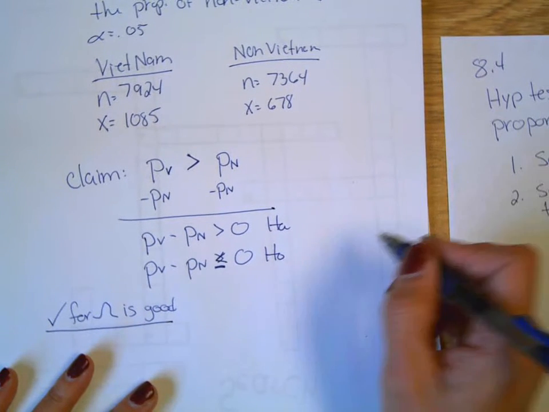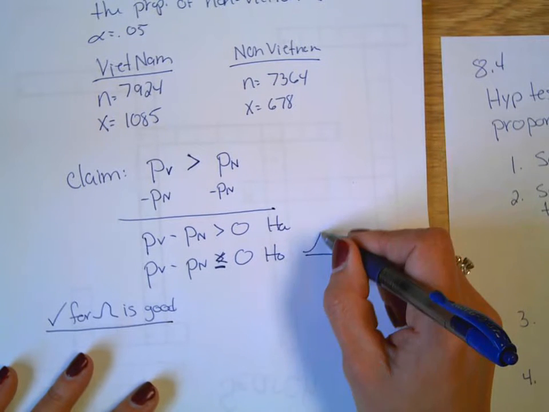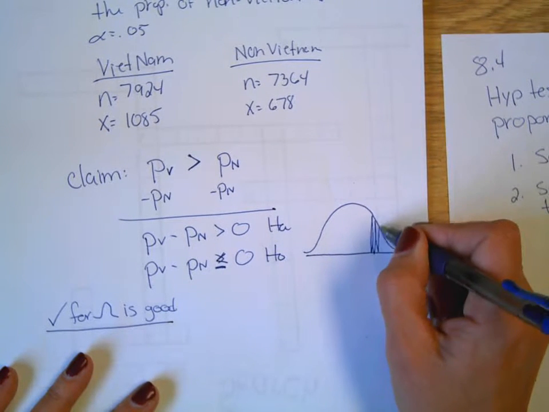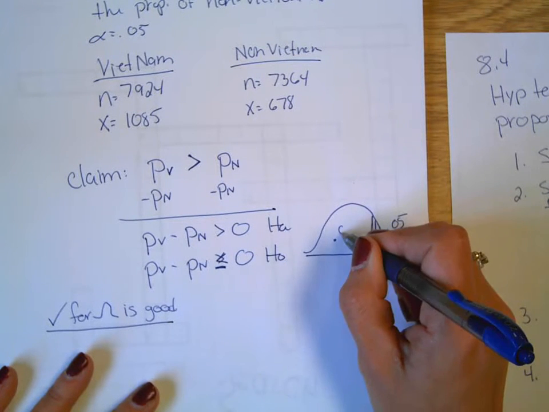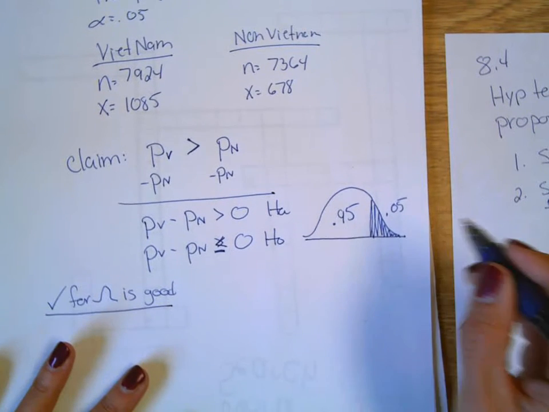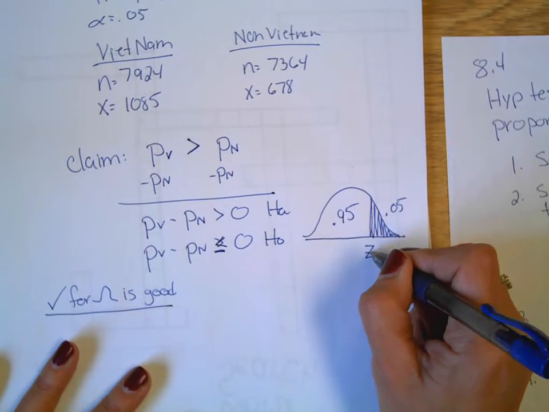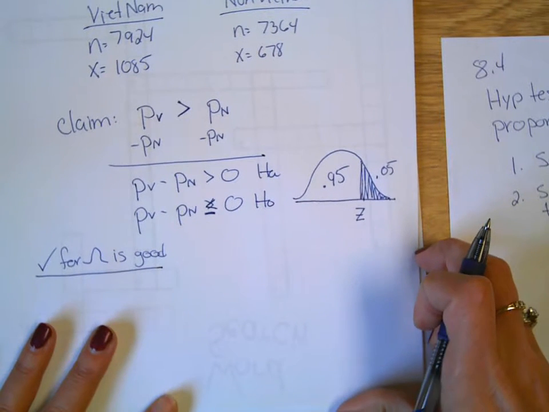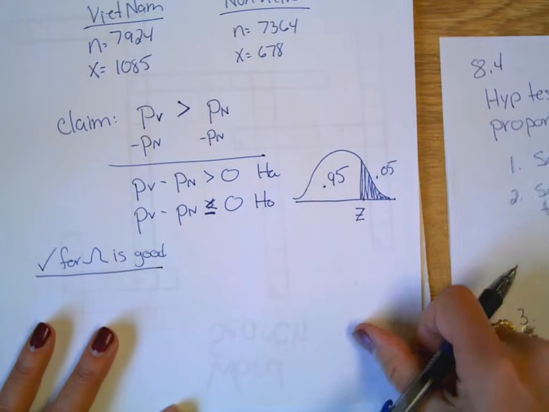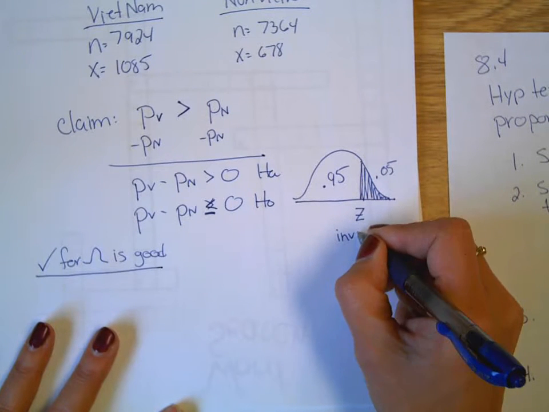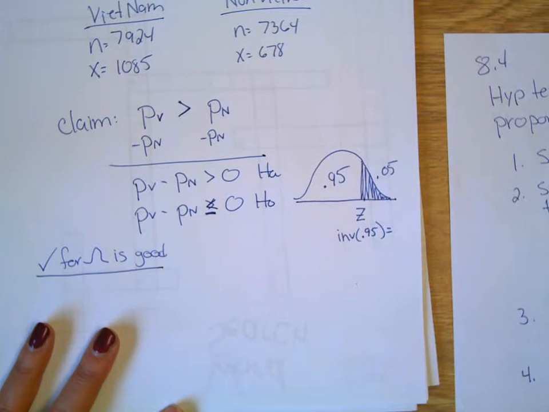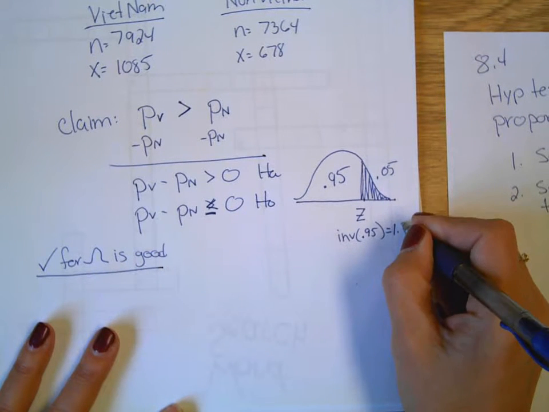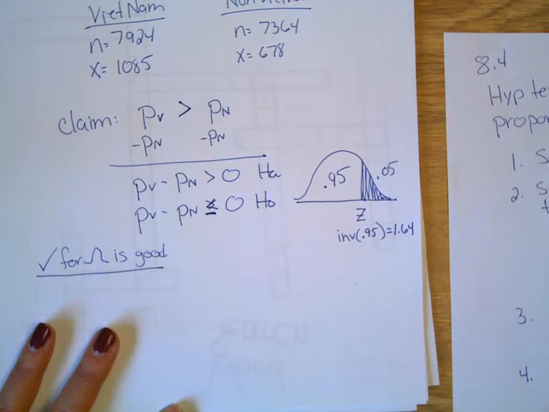So what tail test are we going to do? Right tail. This was 5%, which makes this 95%. And because our sample size was big enough, we are back to z-scores. I haven't had a z-score in a long time. How do we get that critical z-score? Inv norm of the 0.95. So it should come up positive. 1.64. Okay.